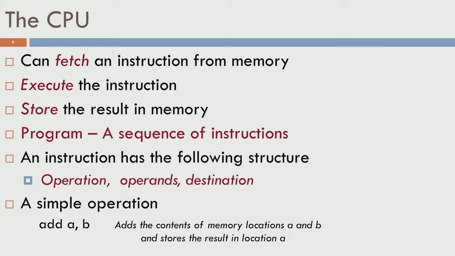So, when you write a program, it is going to be translated into a sequence of instructions, and a basic machine instruction would have the following setup. You have an operation, you have the operands or the data on which the operation is going to be done, and where the result is going to be stored, also called the destination. A simple operation could be of this kind: add a comma b. It adds the contents of memory locations a and b, and it could be storing the result back in a itself.